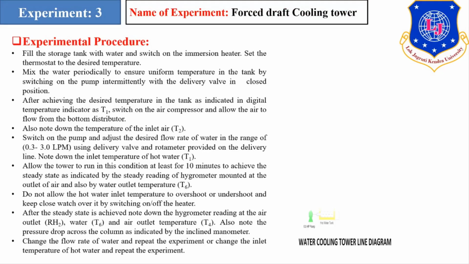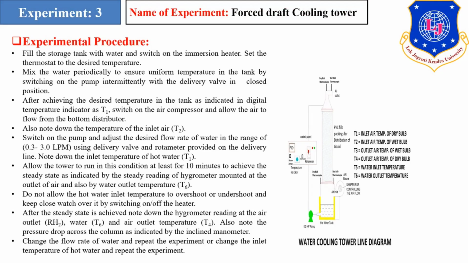Now the experimental procedure of this cooling tower is that first of all we will fill the storage tank with the water, and then we will switch on the heater. We will set some desired temperature within this heater. After that we will close the delivery valve, and we will regulate the water through the tower so that we will obtain a uniform temperature within this.